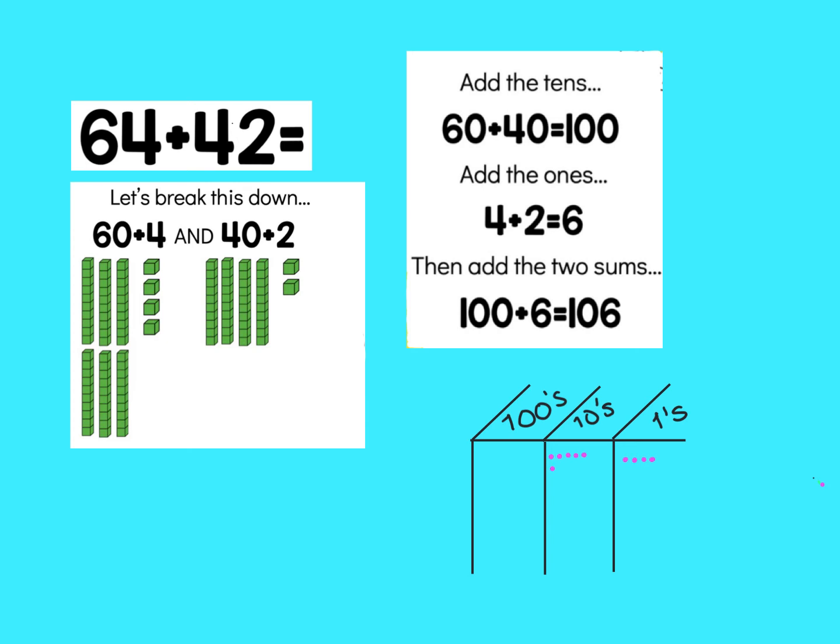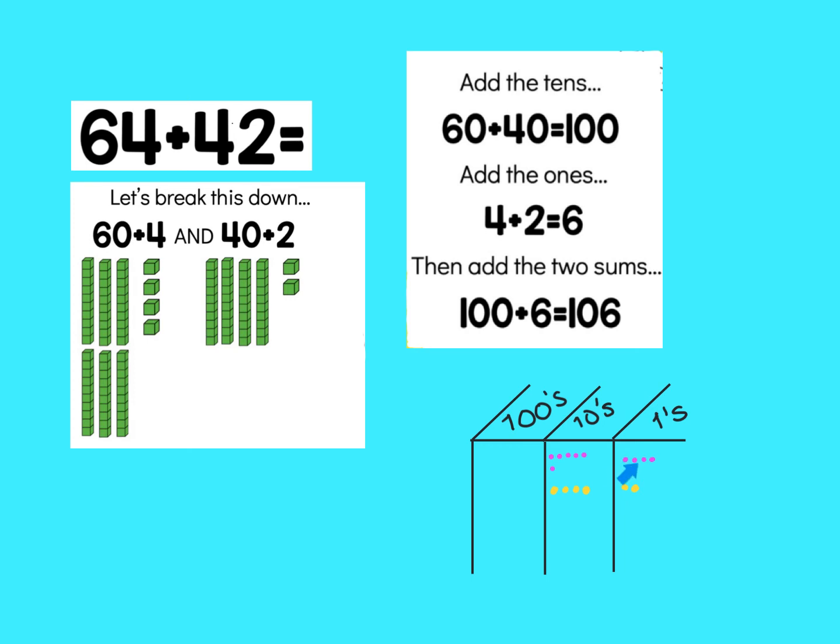And for the number 42, we again start out with the ones place value, so we add the 2. And then we have 4 sets of 10. So go to the tens place, we add 1, 2, 3, 4. Now that we have both sets of numbers on the model, we can add these together.